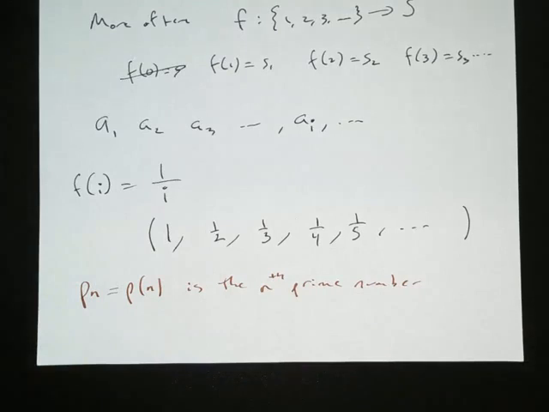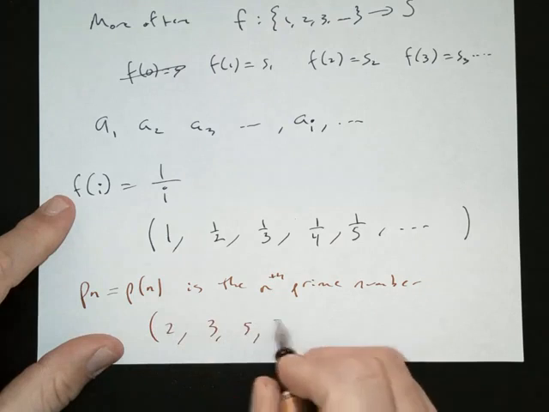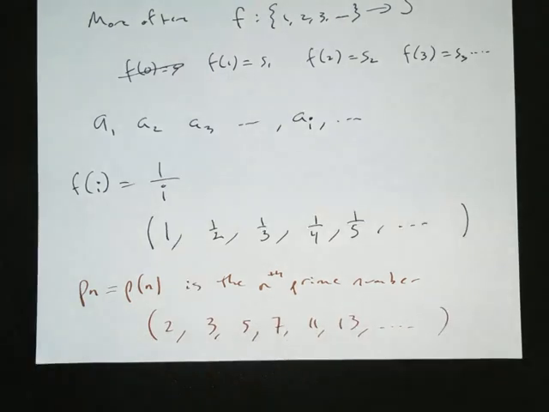What does it mean for a number to be prime? A term we will come back to in chapter 4. It's only divisible by 1 and itself. So the first prime number is 2. The only whole numbers that divide 2 are 1 and 2. So 2, 3, 5, 7, 11, 13, and so on.